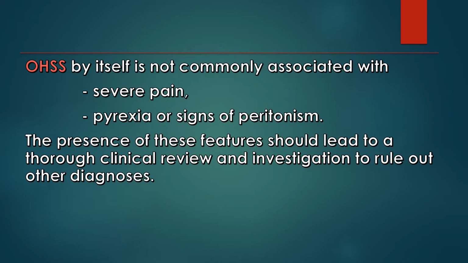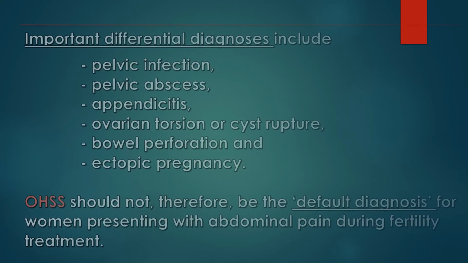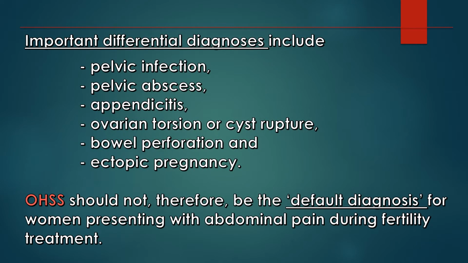OHSS by itself is not commonly associated with severe pain, pyrexia, or signs of peritonism. The presence of these features should lead to a thorough clinical review and investigation to rule out other diagnoses. Important differential diagnoses include pelvic infection, pelvic abscess, appendicitis, ovarian torsion or cyst rupture, bowel perforation, and ectopic pregnancy. OHSS should not, therefore, be the default diagnosis for women presenting with abdominal pain during fertility treatment.